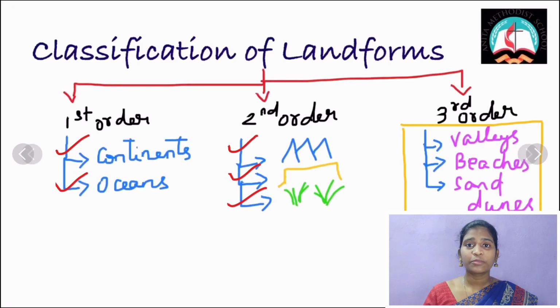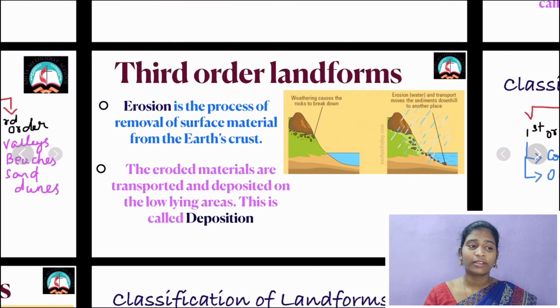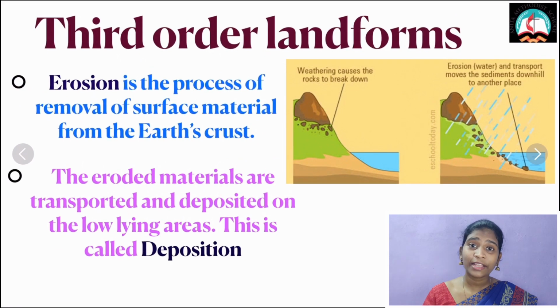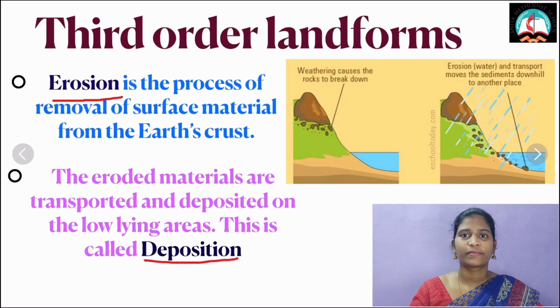The third order landforms are formed on mountains, plateaus and plains, which are the second order landforms. And how are they formed? They are formed by the erosional and depositional process by rivers, glaciers, wind and waves. So what do you mean by erosional and depositional process?